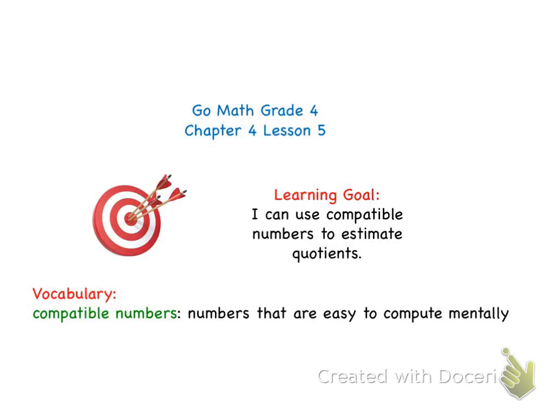Okay, today, students, we are on Go Math Grade 4, Chapter 4, Lesson number 5. Our learning goal today is to use compatible numbers to estimate quotients. Our vocabulary words today are compatible numbers. Now, we've had that word before, and we know that compatible numbers are numbers that you can work with inside your head. You can compute mentally.